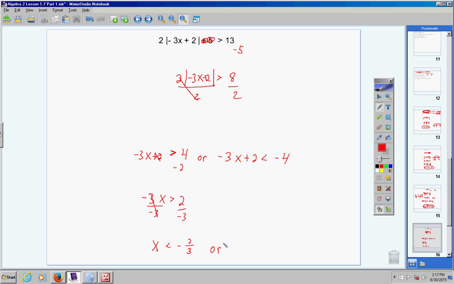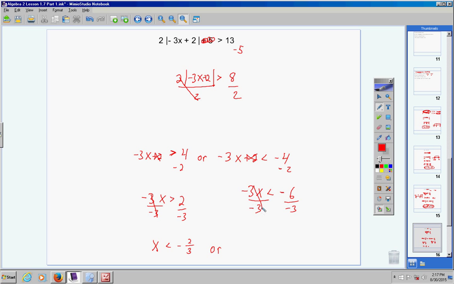Or, now let's solve this one over here. -3x is less than, here's a +2. Bring it over, make it a -2. So you owe me $4, you owe me 2 more, that's -6. Now divide both sides by a -3.